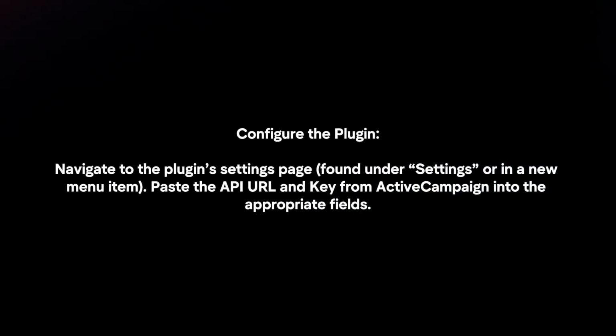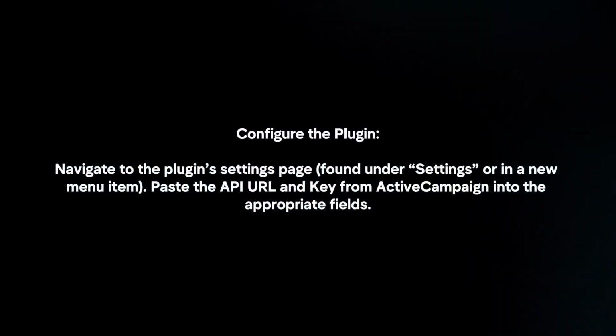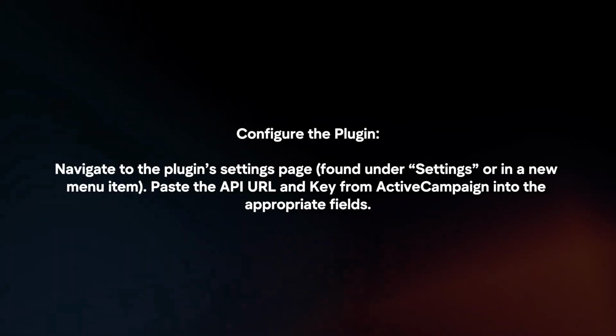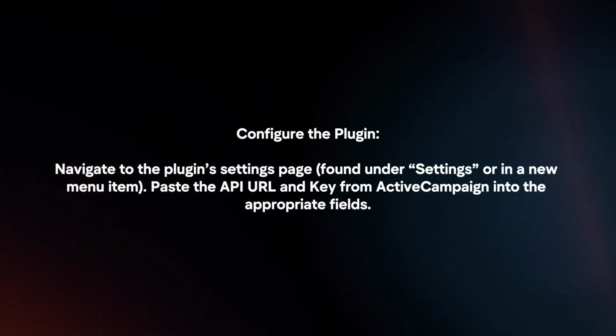Configure the plugin. Navigate to the plugin settings page. Paste the API URL and key from ActiveCampaign into the appropriate fields.